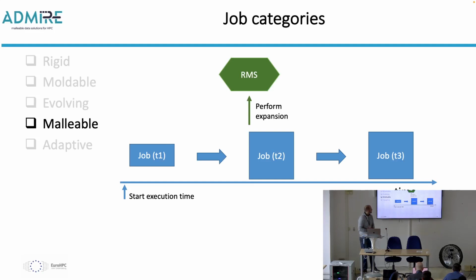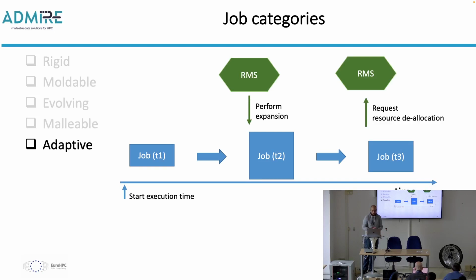Different from this, we have malleable jobs. Malleable jobs, as evolving, start their execution. However, it is the application that decides when and how to reconfigure. Okay, it's the difference between evolving and malleable. In this case, malleable jobs have mechanisms to monitor their performance and to take the decision. Okay, it's the difference with the previous one. Finally, adaptive jobs, as I've said, is a group that we have defined in FlexMPI to include those jobs and applications that can perform evolving and malleable actions.